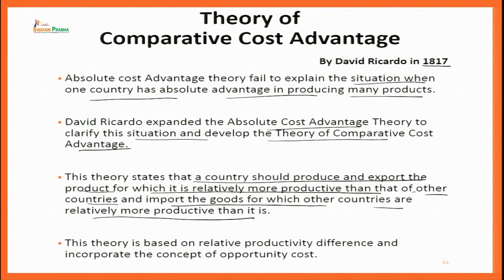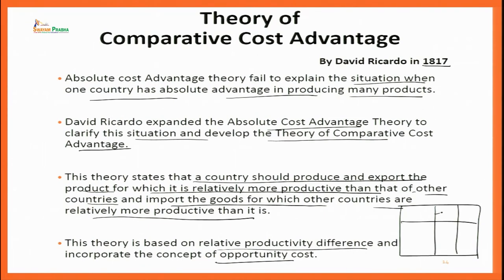I am going to continue the production of that, and the other product which seems to be less productive for me, I will not make the production of that. So, this theory is based on relative productivity difference and incorporates the concept of opportunity cost as well. Before we talk about opportunity cost, let me quickly give you an example, like the example I framed earlier, on a per day basis, if Japan is producing pen and audio tape, let us look at that example from a different perspective.